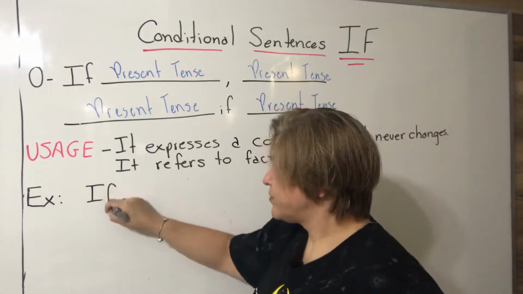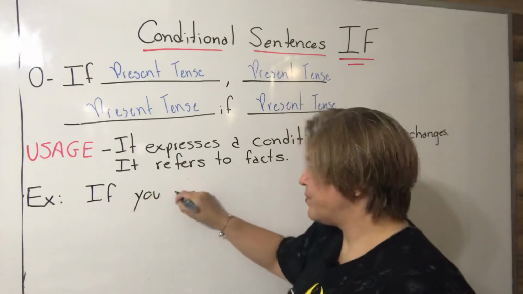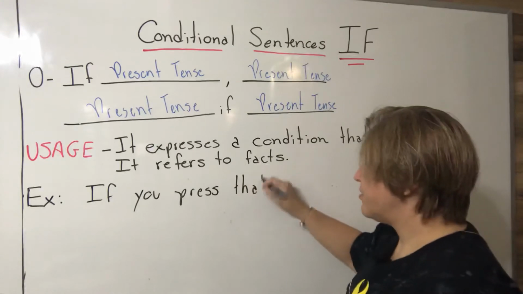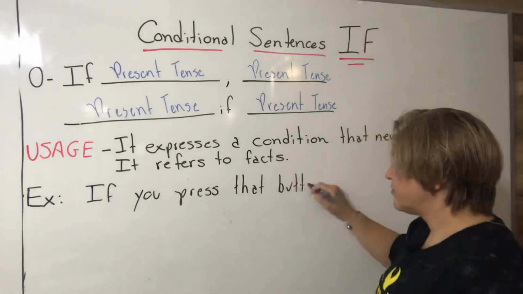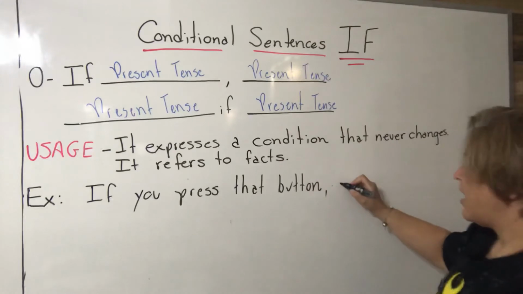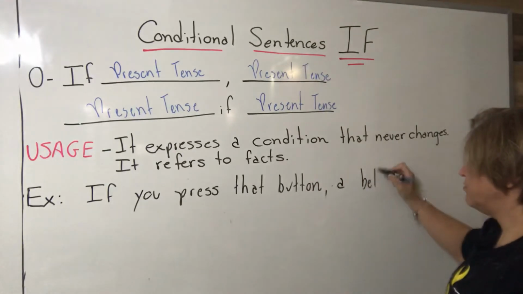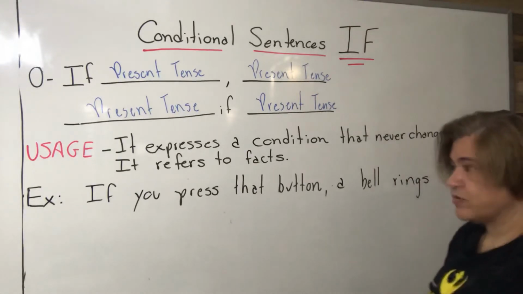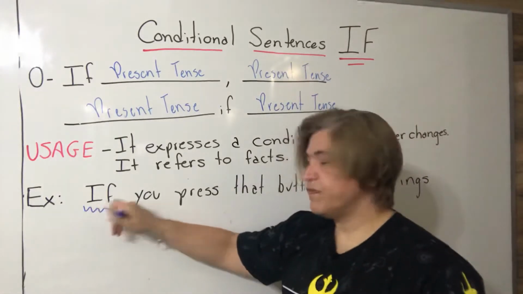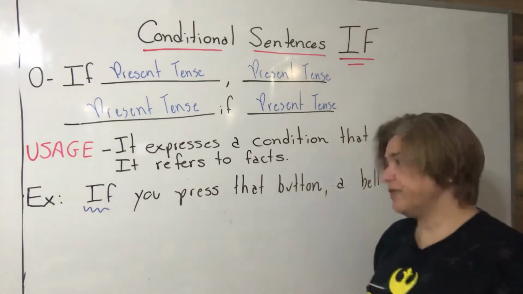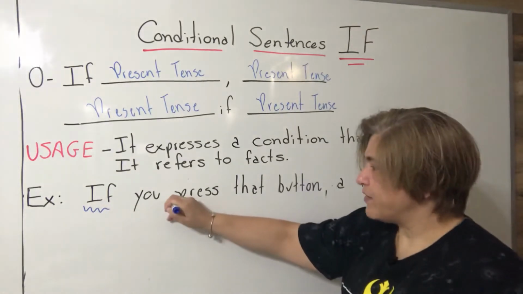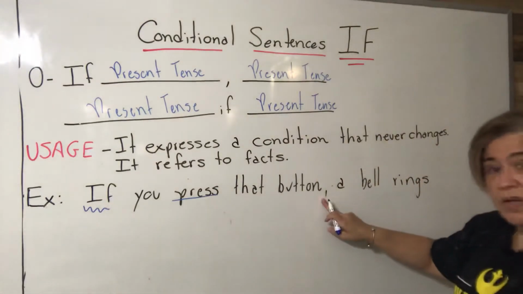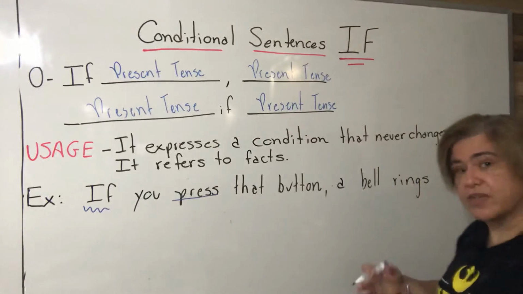If you press that button, a bell rings. Okay, so again we have if to give the condition, and we have the verb in present form, comma indicating a second action because it's a condition.